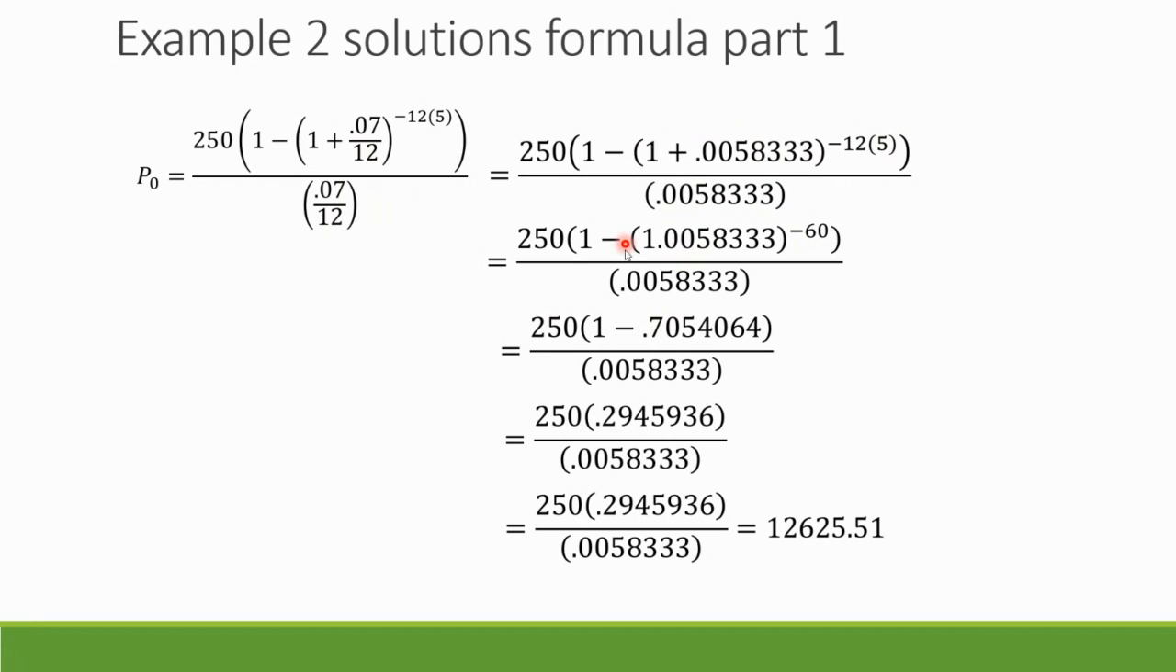Then we take this and raise it to the negative 60 using a calculator. We get this, as you can see. That handles this part. We do 1 minus that. That gives us this, as you can see.